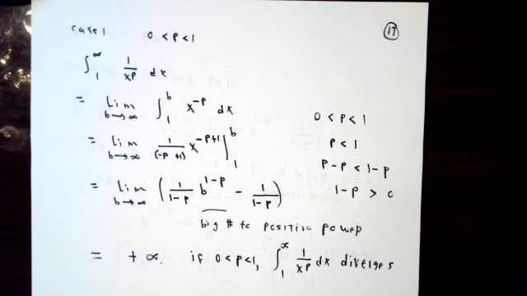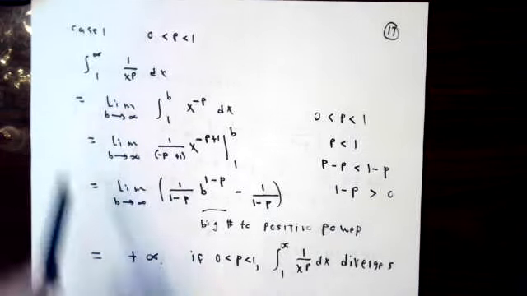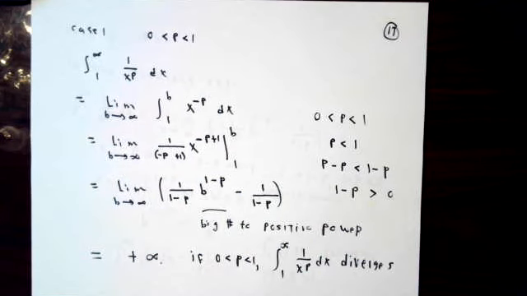What I don't yet know is what if p is bigger than 1, and what happens if p is equal to 1. Now, when I look at the next case, the p bigger than 1 case, I'm going to reuse my antiderivative here because I've already figured it out once. There's no need to do it again.